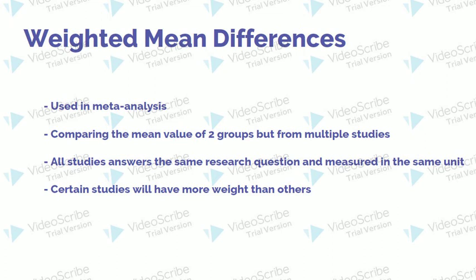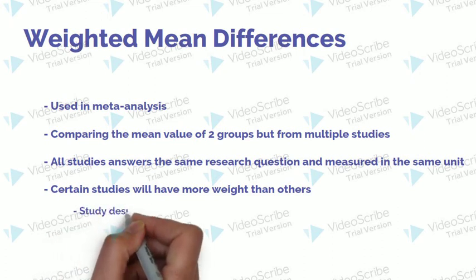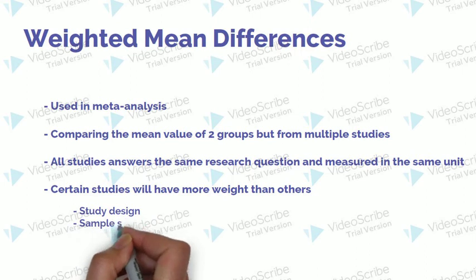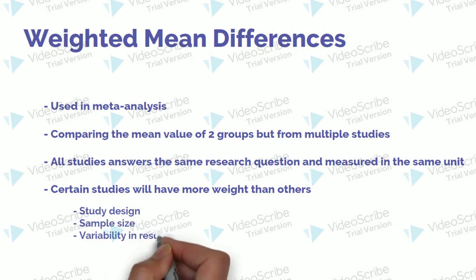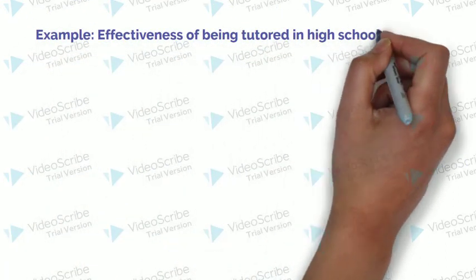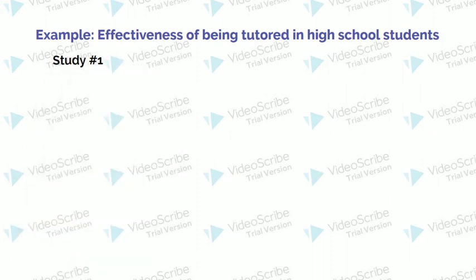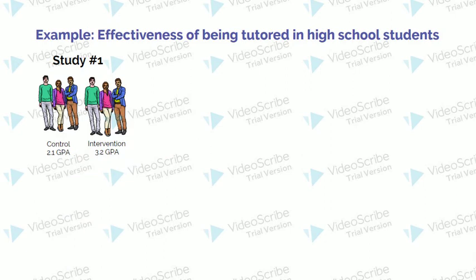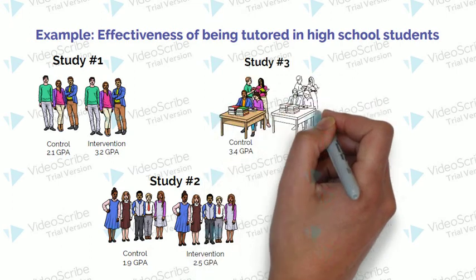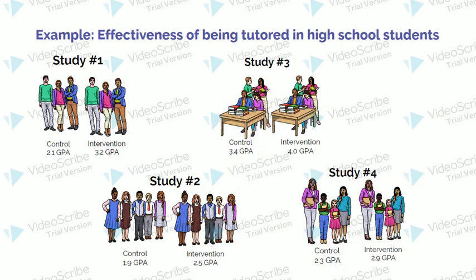You can determine this based on the study design, so was it randomized or not, looking at each study's sample size, and looking at the variability of the results. Going back to our example of effectiveness of being tutored in high school students. So you have one study that had tutors and one study that did not have tutors, and you're measuring the GPA. Then you found a whole bunch of other studies that did the same thing. So what are you going to do with all of this?